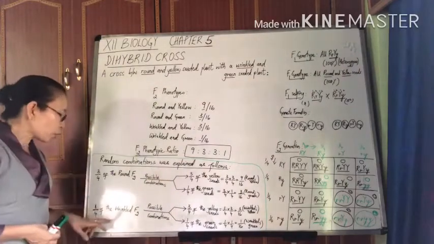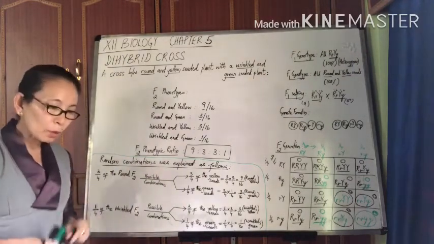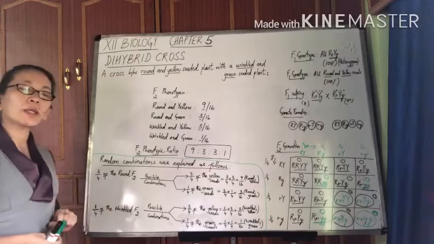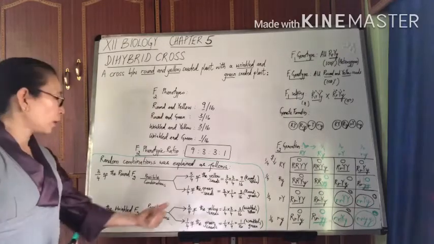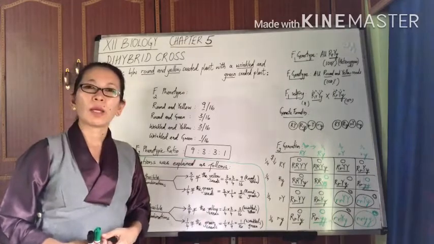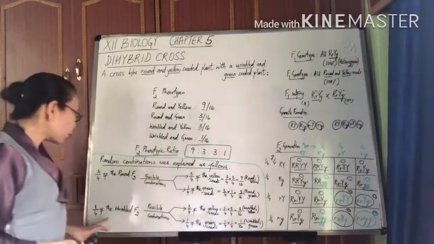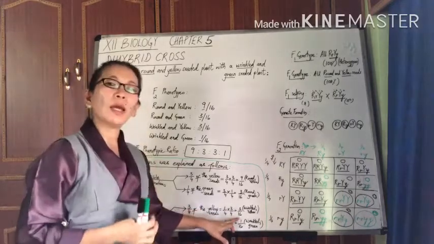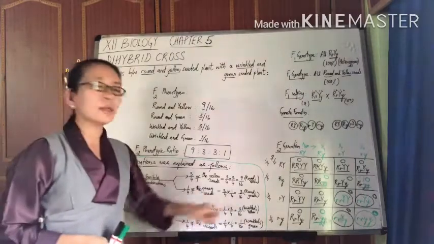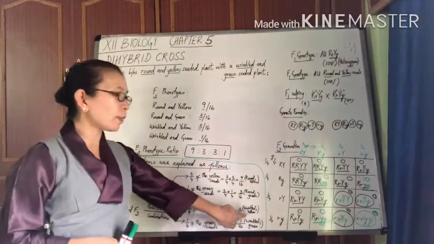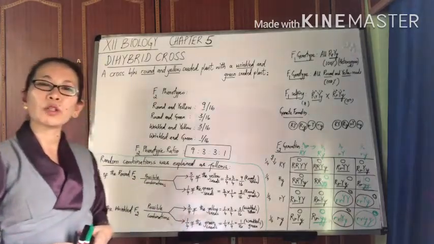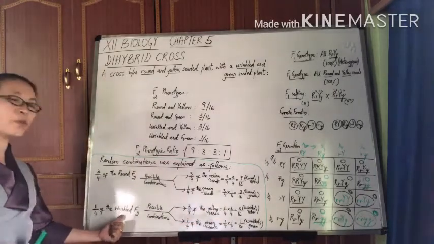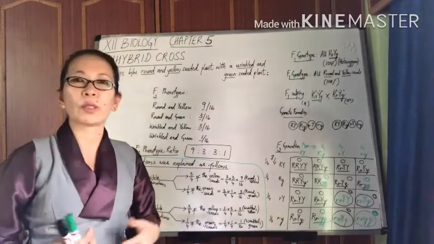Then he went on to explain the random combination of the 1/4 wrinkled seeds. So if 1/4 of the wrinkled seeds combined with 3/4 of the yellow seeds, again this would result in wrinkled yellow combinations in a ratio of 3/16. So of the 16 possible combinations, 3 are wrinkled yellow, because 1/4 of wrinkled seeds combined with 3/4 of yellow seeds.